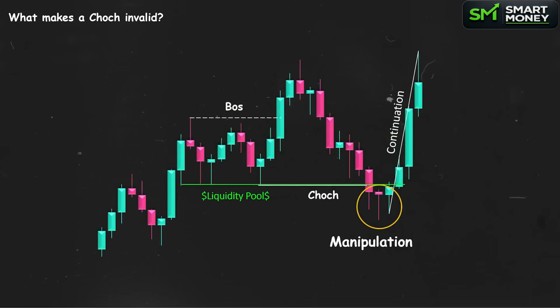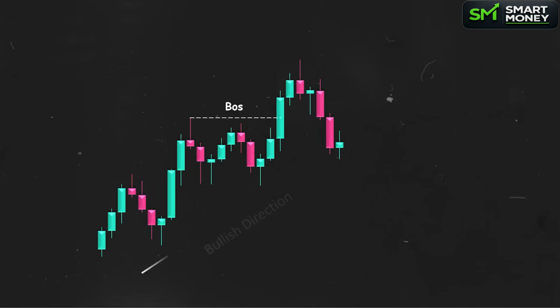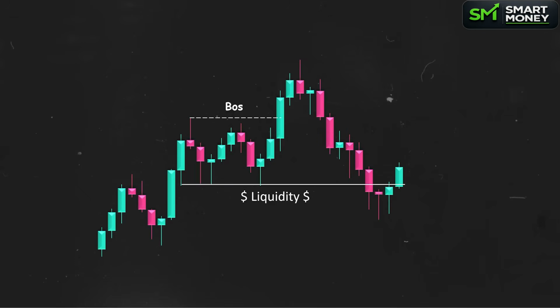In this situation, we cannot classify the break as a valid change of character. If price re-enters the range after sweeping the liquidity, it can provide an excellent long opportunity. The reason is simple. The overall trend is bullish. The sell-side liquidity has been taken out, and the next objective becomes the buy-side liquidity. As smart money traders, our goal is to enter after the stop losses have been swept, when the real move is likely to begin. Now that's only one piece of the puzzle.